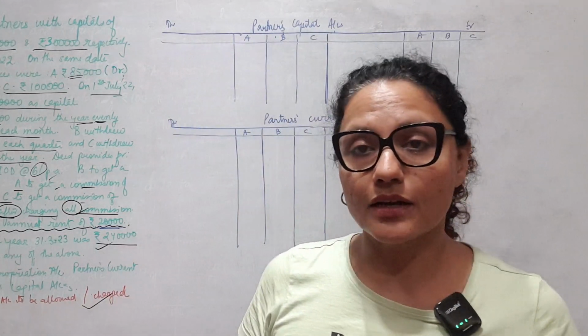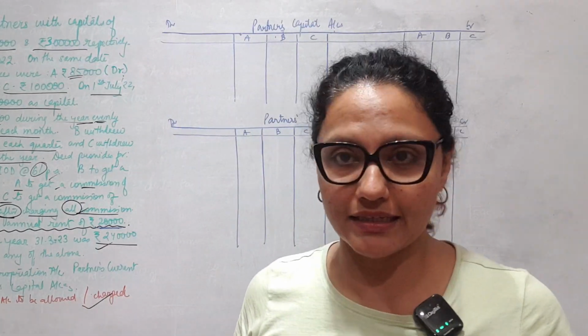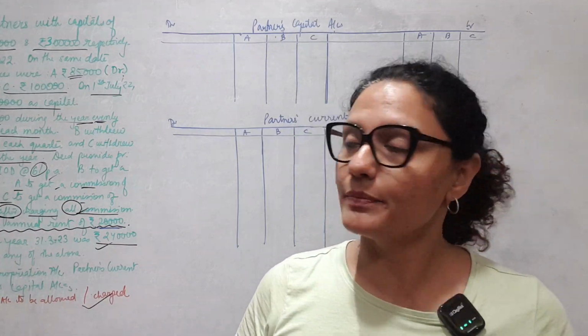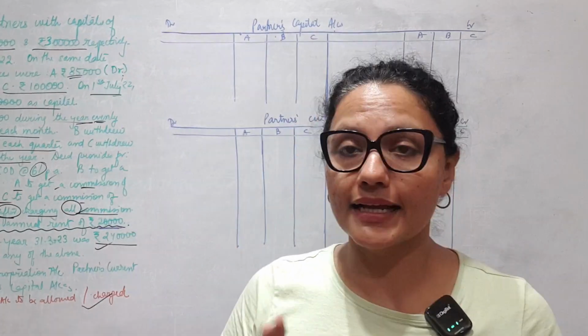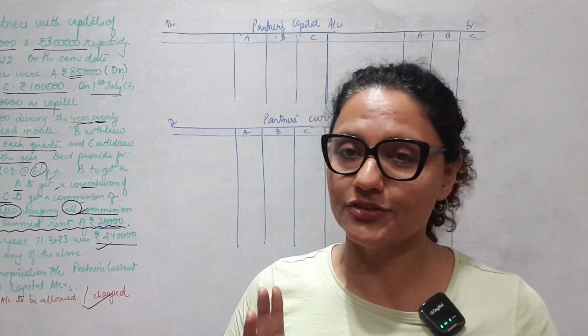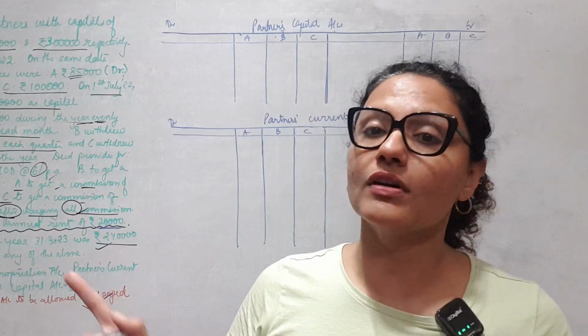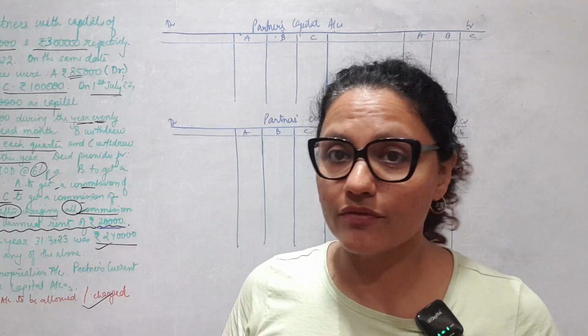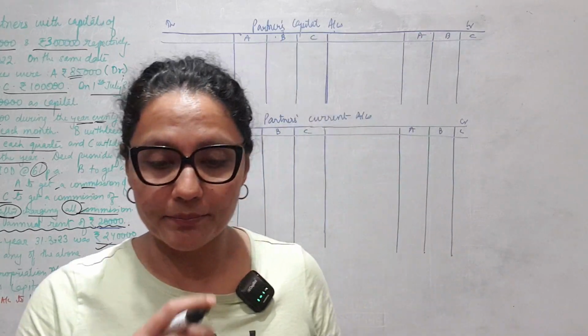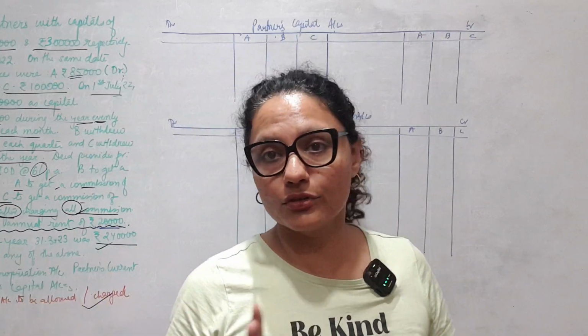Partner's capital account is fixed, so it's hardly anything. It's changing only once because C has introduced that 1 lakh capital on 1st of July. It changes only then because no capital has been withdrawn from the business. So there is no drawings against capital. It's only regular drawings. So that is not going to come here.